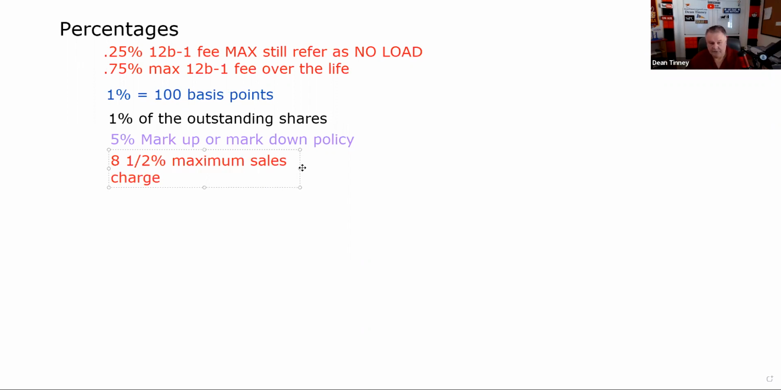I don't know of any fund that still charges 8.5%. The technical name for a fund that charges 8.5% is a full service fund.